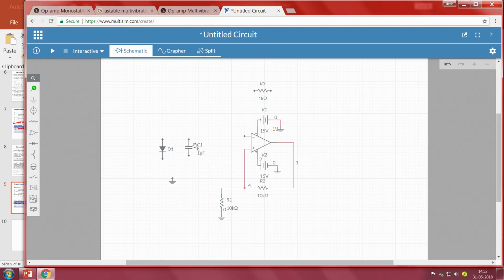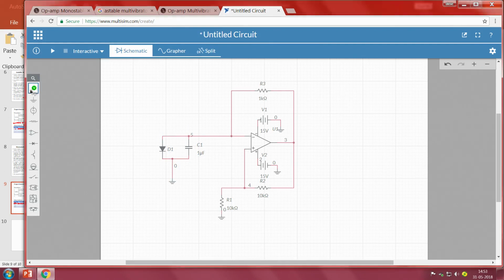What is the next one? We have to connect the RC charging and discharging to our output. So I am going to this part, I will connect from here to here, and the diode also has to be connected. So this part of the diode I will connect here. So our circuit is done.